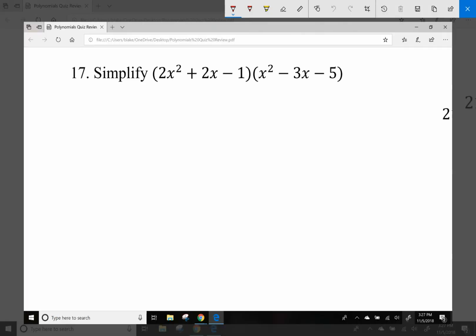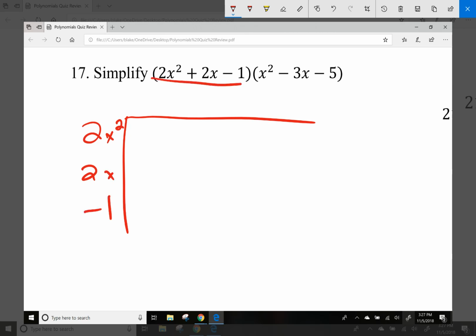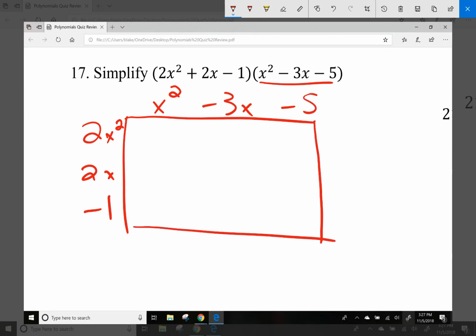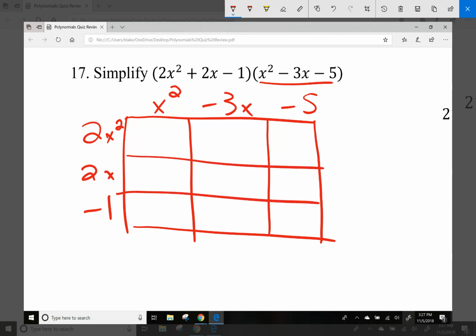So I set this up as, it doesn't really matter which terms you write off to the left and which ones you write on top, but I'll just go ahead and write the 2x squared, 2x, and -1 off to the left. So that's this polynomial. And I'll put the other one on top. So x to the second, -3x, and -5. And so now I'll just multiply them together to fill out this table.